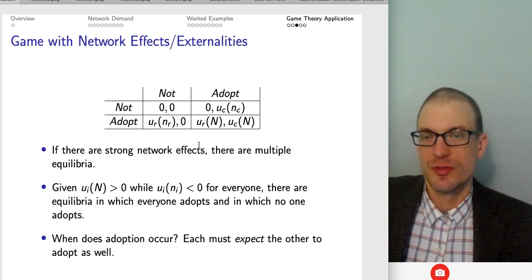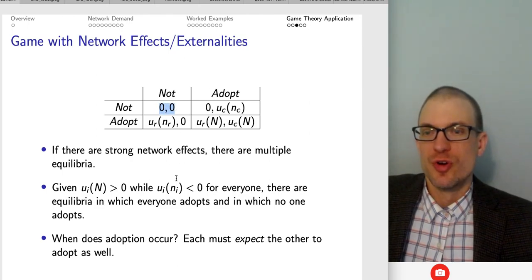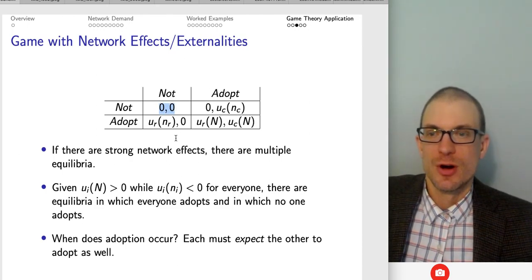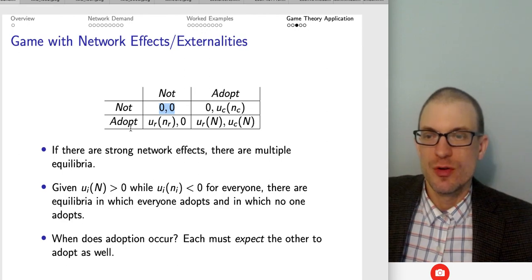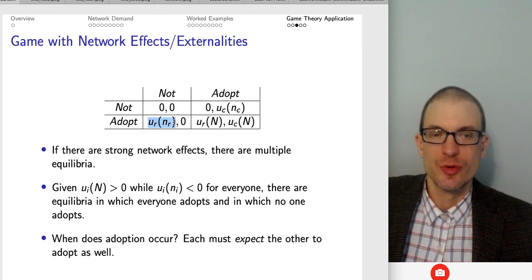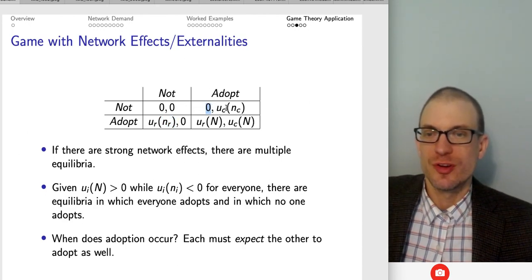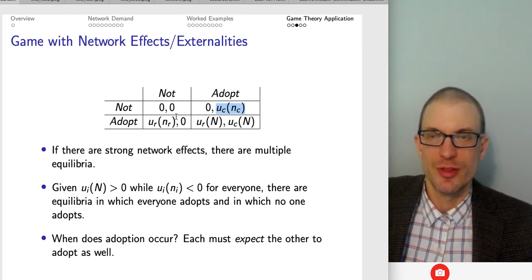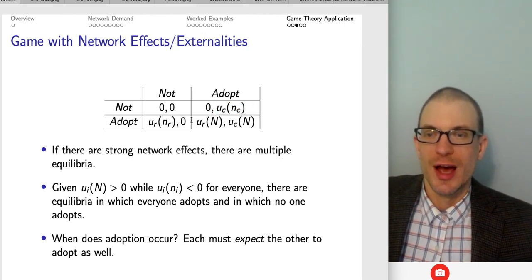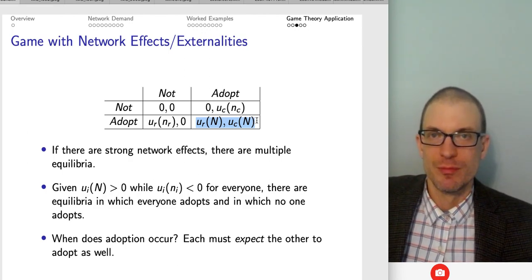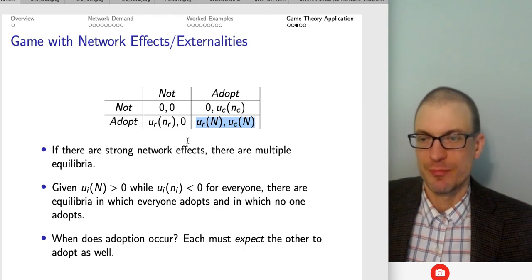So that gives rise to this structure. So if nobody joins, our reservation utilities are just 0. If I adopt as a row player, but they don't adopt, my utility is just the utility associated with being the only one on the network. If I don't adopt, but column player does, their utility is just whatever they get for being the only player in the network. If we both adopt, then our utility is going to be whatever it is for having both of us be on the network.